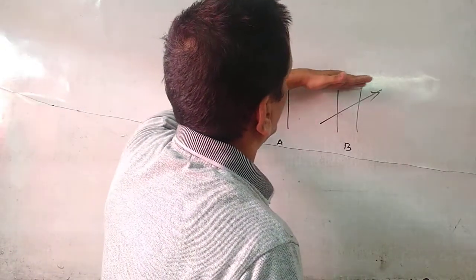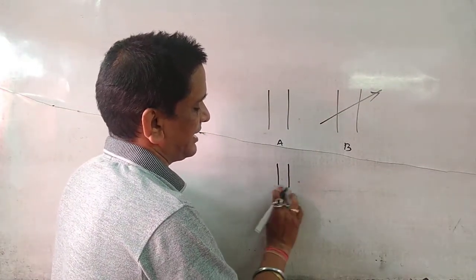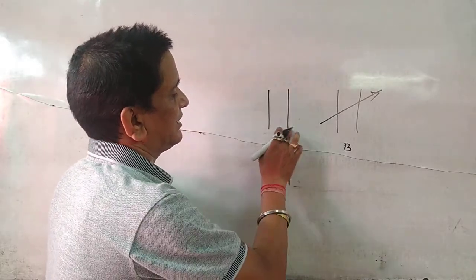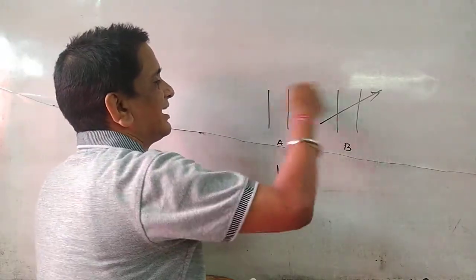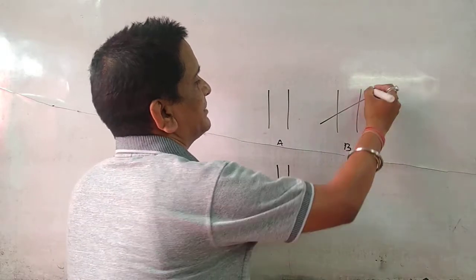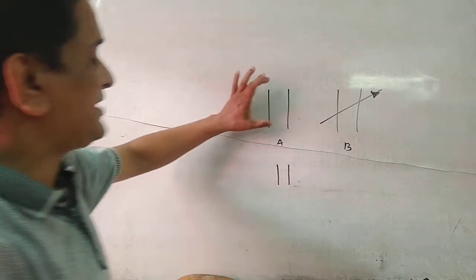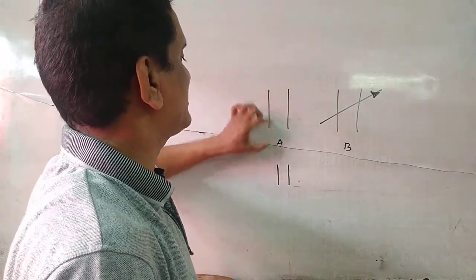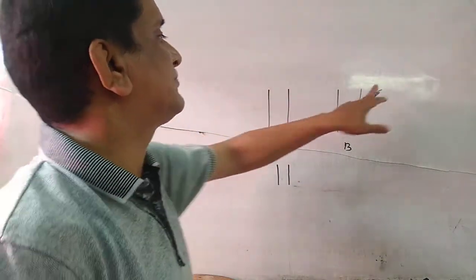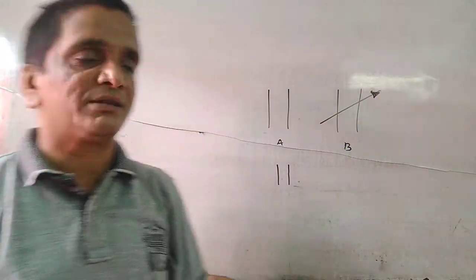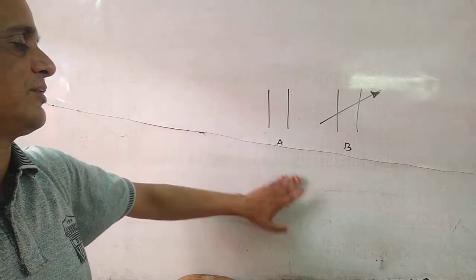Remember this, whenever you draw a capacitor, the lines should be the same, that means they have the same area of cross section. Both A and B represent capacitors. This one is a fixed capacitor, and this one is a variable capacitor. If an arrow is given in the diagram, then it is a variable capacitor. If there is no arrow, then it is a fixed capacitor or non-variable capacitor.